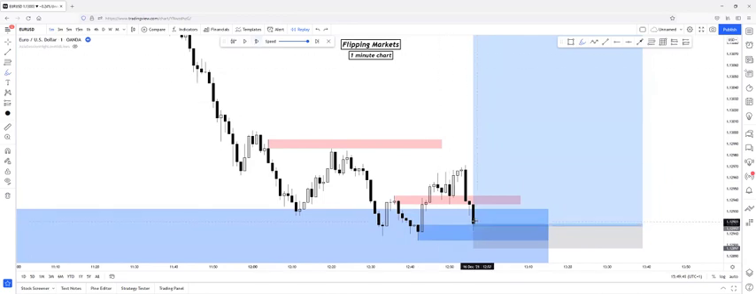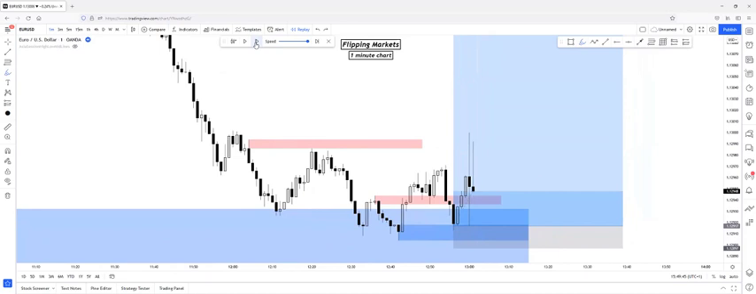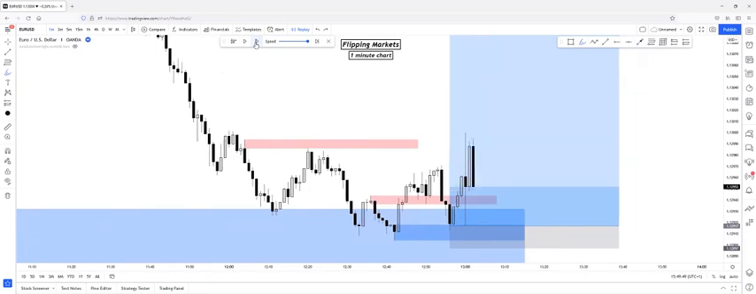As you can see, price tapped this zone. We are tagged in the trade now. Let's see how it goes. Okay, strong reaction, really strong reaction. We are in profit, huge profit.